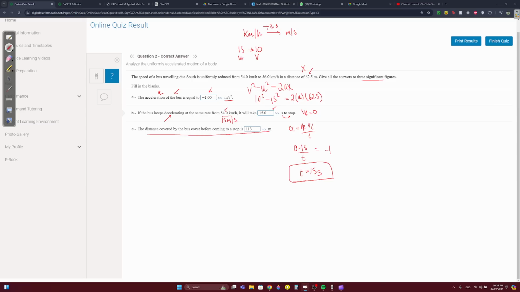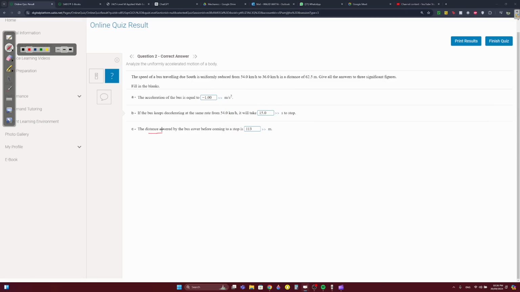The distance covered by the bus before coming to a stop. The distance, we want x, right?